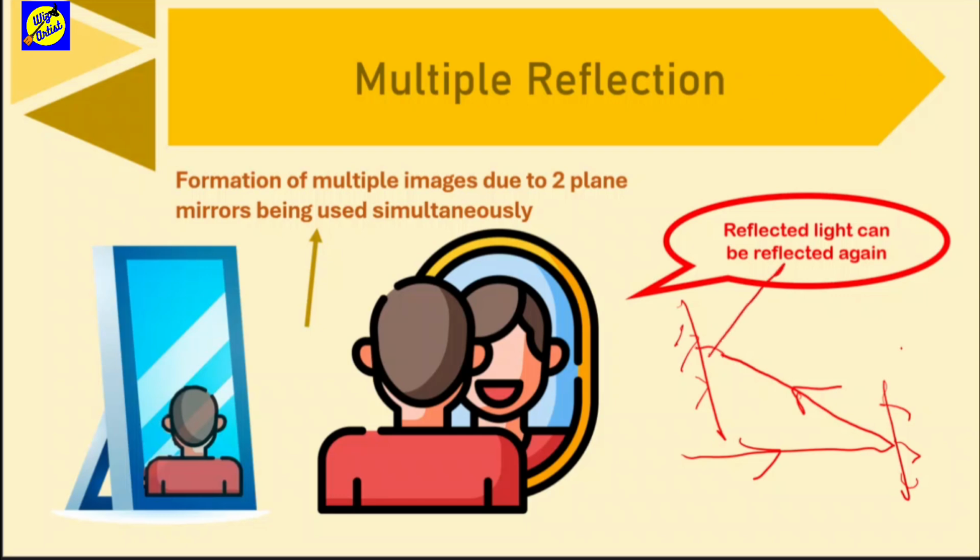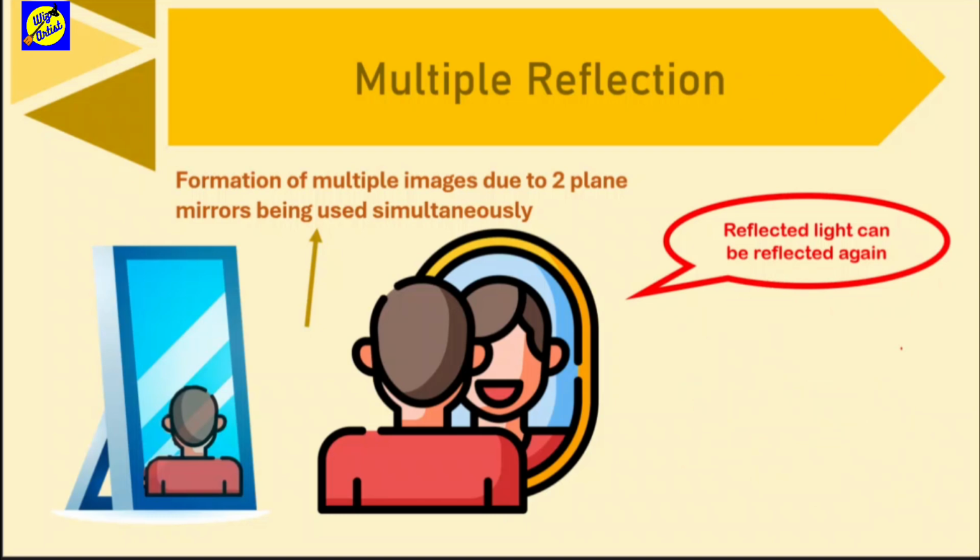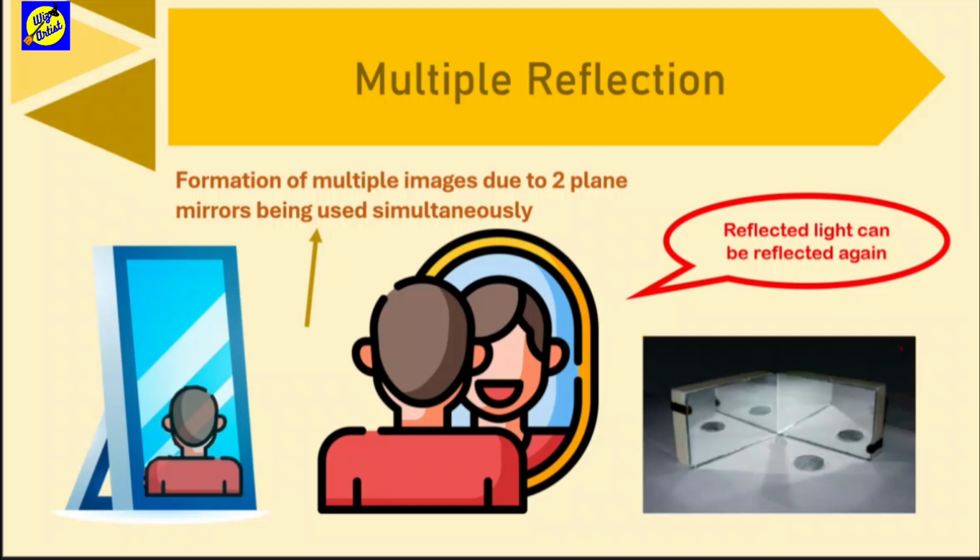Right, so this is a simple rough diagram I've drawn. This is a light ray and it has been reflected by this mirror once, but this means that it can also be reflected again. So this is another mirror over here and it is reflected again. We can have another example where there are two perpendicular mirrors and a coin is placed in the middle of them. Because of this, the images that are formed are multiple images of the coin. Why? Because there is multiple reflection.